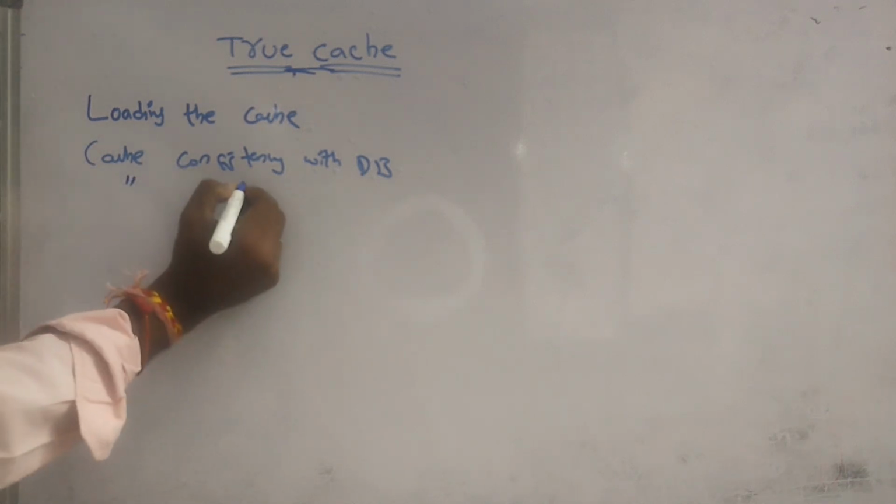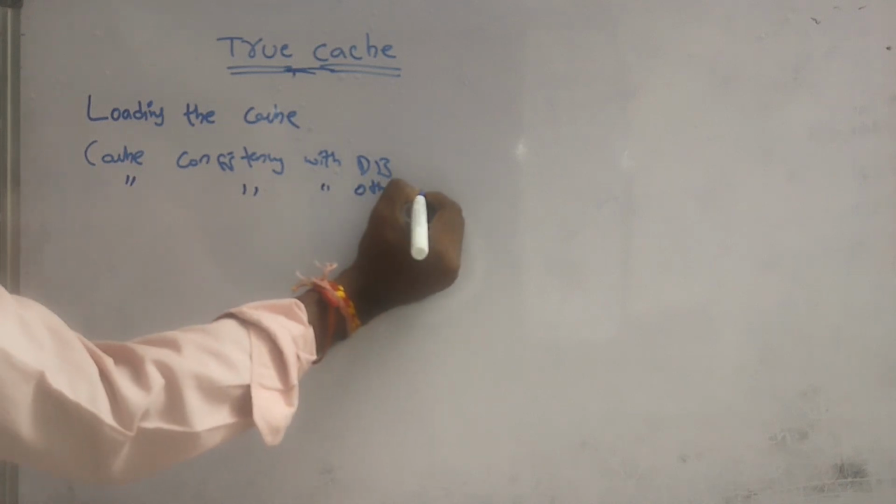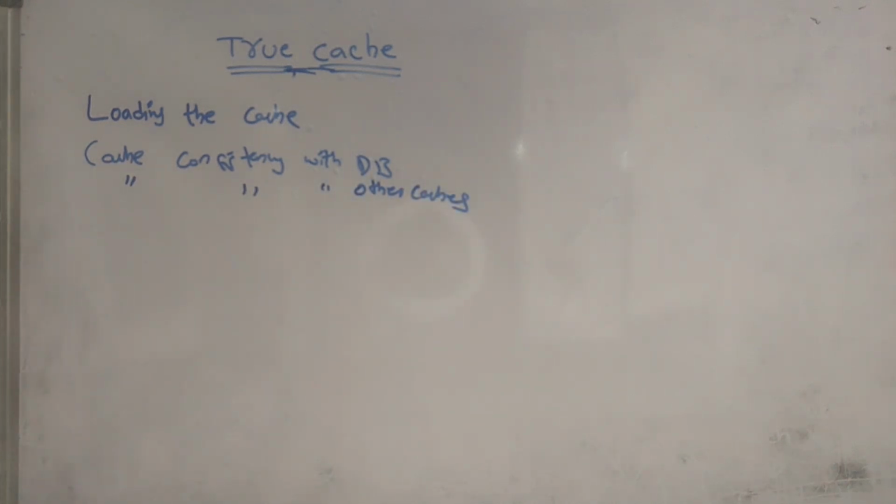And also cache consistency with other caches. In many applications there will not be only one cache; they will have multiple caches. So there might be synchronization or consistency issues between all the caches we are using with the application. And again, complex data type support.